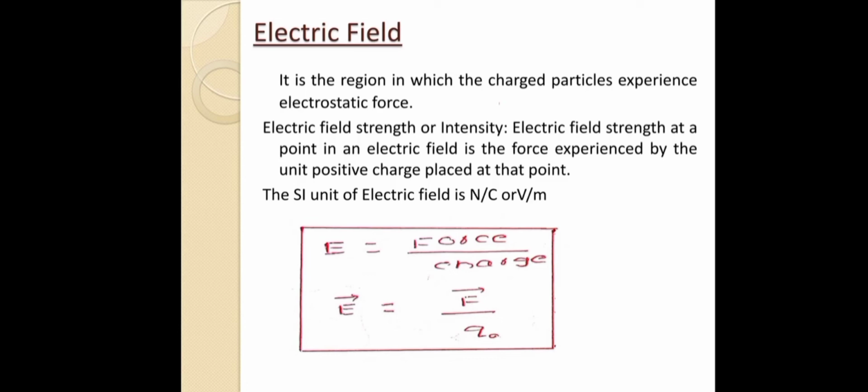This electric field intensity is a vector quantity. That is why I have used the vector symbol here. Vector E is equal to vector force F by Q naught. So electric field strength or electric field intensity is nothing but the force experienced by a unit positive charge, okay, which is kept at that particular electric field. So this is the concept of electric field and electric field intensity or strength.